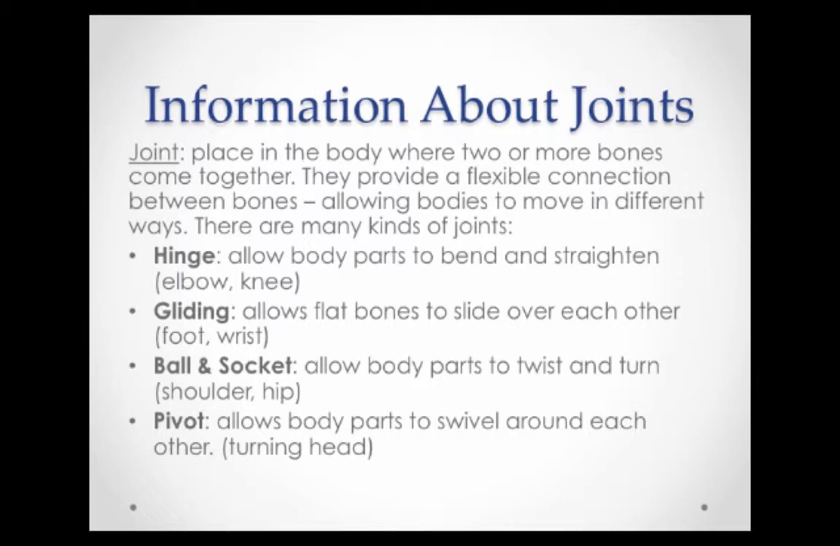Gliding. A joint that allows two flat bones to slide over each other is called a gliding joint. You can find these joints in the foot and the wrist. Ball and socket. In a ball and socket joint, one bone has a big rounded head, the ball, and the other has a cupped area, the socket. These joints allow body parts to twist and turn. Examples of a ball and socket are the shoulder and the hip and the base of the thumb.